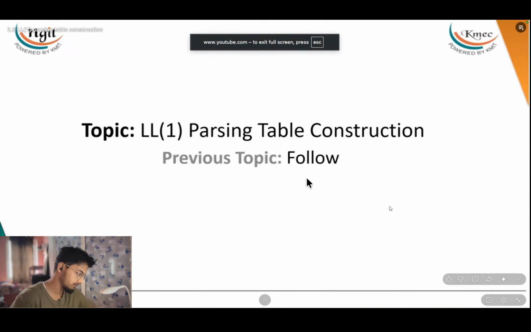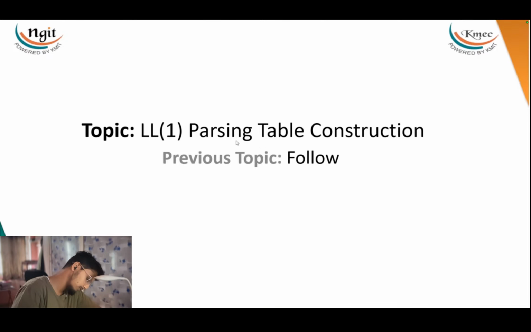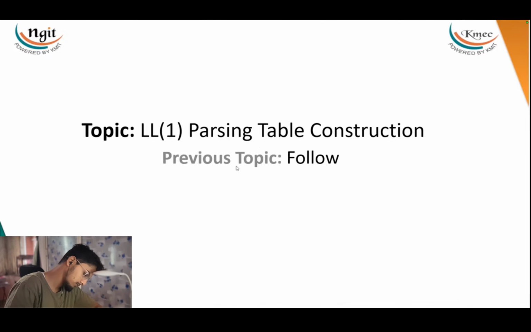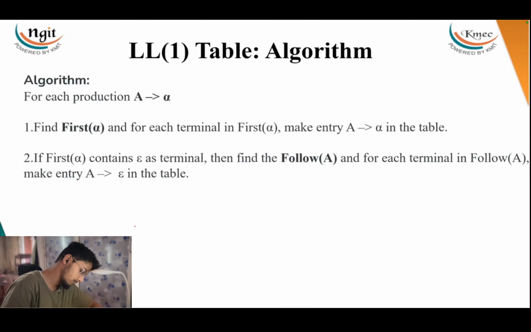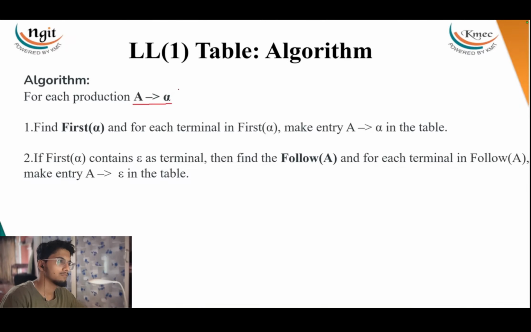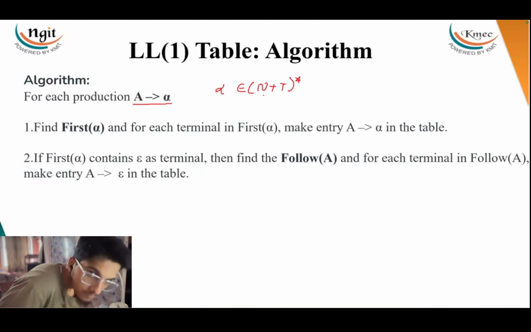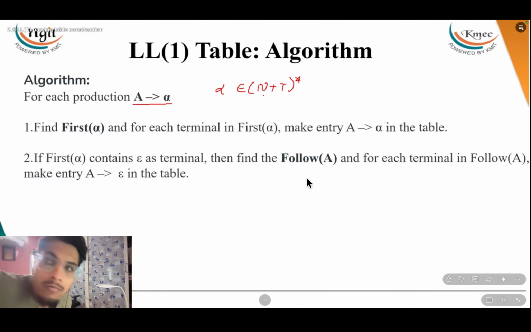Hello students. So in this video we'll discuss the construction of the LL1 parsing table. To construct this LL1 parsing table we require both first and follow that we have discussed in the previous videos. So first let me go with the algorithm. This is the same algorithm we have taken in the previous video. See, for every production like A tends to alpha, here alpha indicates anything on the RHS. As I told you in the previous video also, alpha belongs to (N plus T) whole star. It could be a non-terminal, terminal, combination of non-terminals and terminals, sometimes even epsilon.